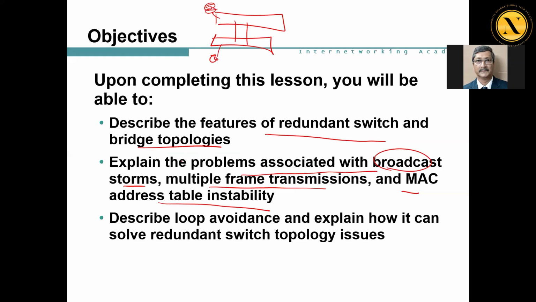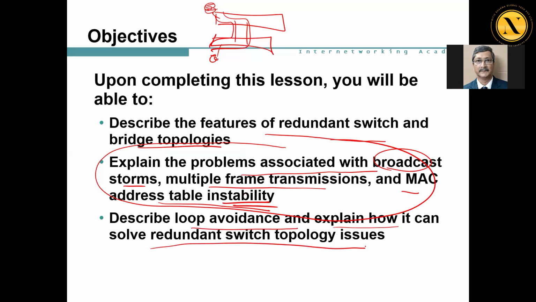All these problems will happen. Broadcast storms will be created, or the destination will receive two copies of the same frame, which of course the protocols don't like. And the MAC address table will also become unstable. I hope we have discussed all these things. This will happen only when STP is not enabled. Describe loop avoidance and explain how it can solve redundant switch topology issues.